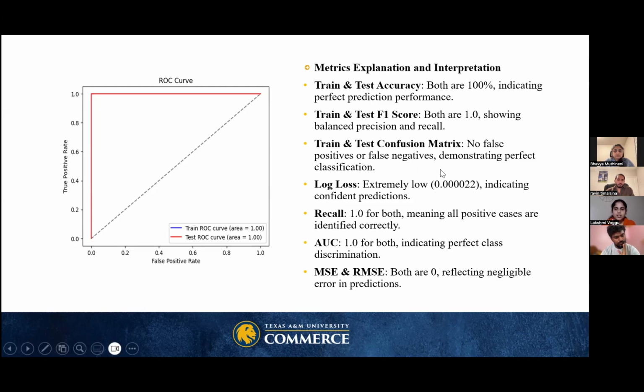And for the training and test confusion matrix, there are no false positives or false negatives, which demonstrates perfect classification. And log loss is extremely low, very, very low. As we see here, it's 0.00022, which indicates confident predictions. And coming to recall and AUC, both are 1.0, meaning all positive cases are identified correctly, and AUC indicates perfect class discrimination.